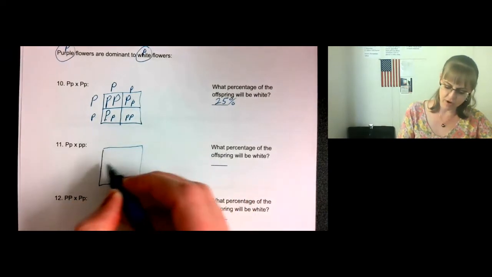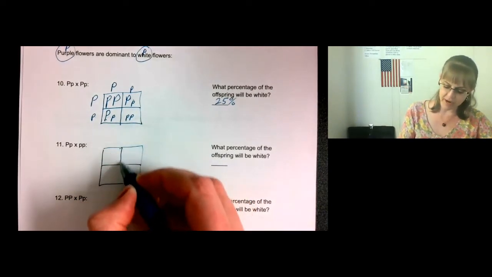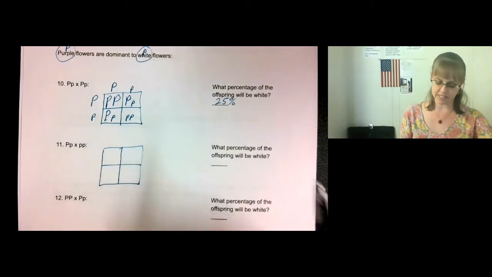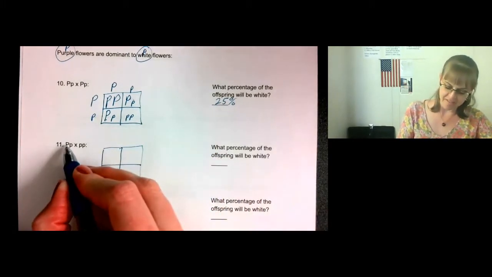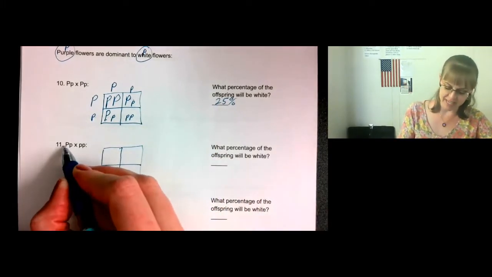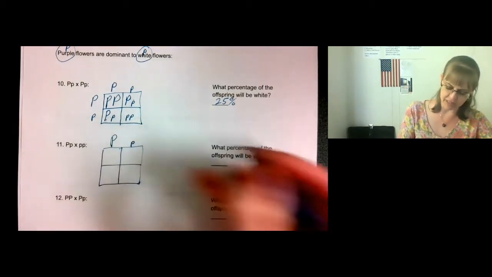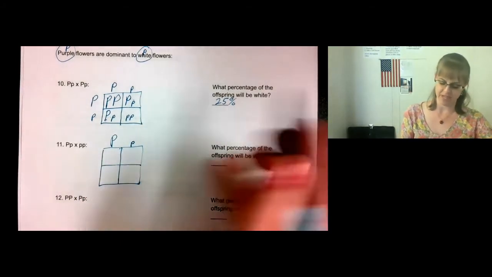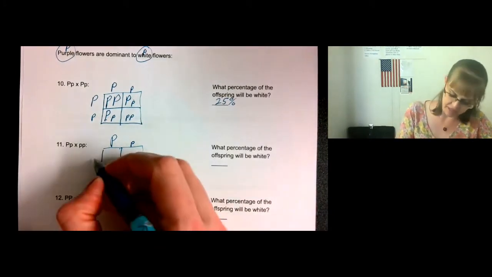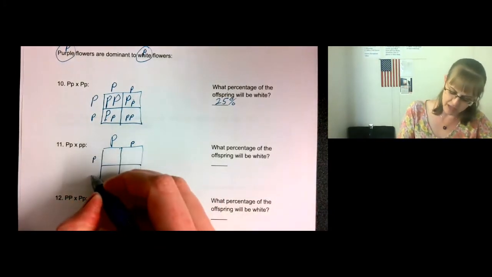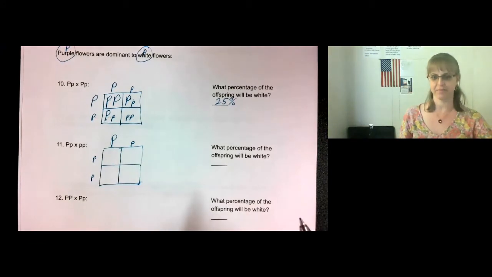Draw your Punnett square. You must draw the Punnett square in order to get credit on these. We have, the first plant has a capital and a lower. Capital over one column, lower over the other column. Then we have 2 lowers. A lowercase over one column, lowercase over the other.